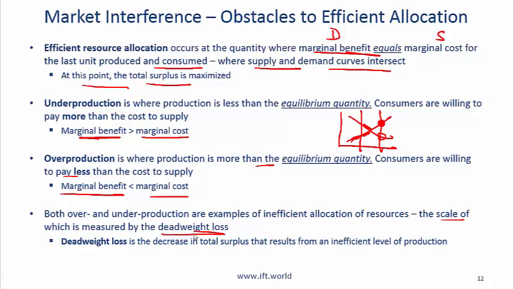The scale of inefficiency is measured by the dead weight loss. If we have underproduction, then this area here is the dead weight loss. If there is more dead weight loss, that means there is more inefficiency. And by definition, dead weight loss is the decrease in total surplus that results from an inefficient level of production.